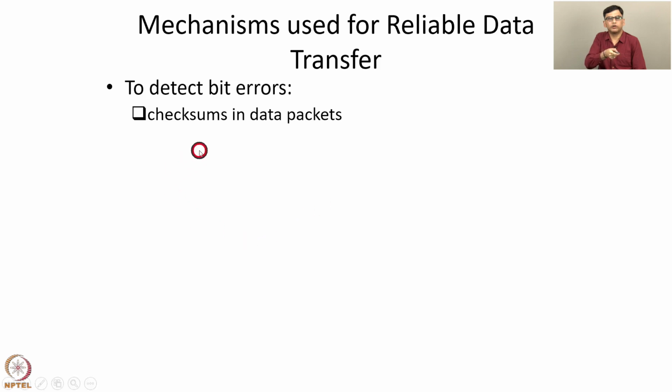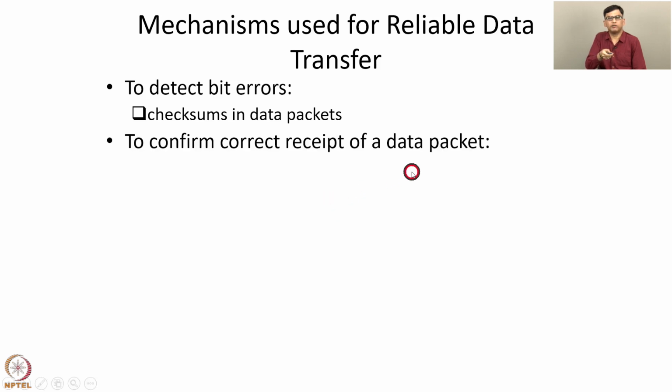So let's discuss mechanisms that can be used for reliable data transfer. If a packet is transferred from A to B, how does B detect whether there are any bit errors in the packet? This can be done using a checksum. Examples of checksums are parity checksum and Hamming code and so on. We add some extra redundant bits to a packet, and by examining the checksum, the receiver can find out whether there are errors in the packet or not.